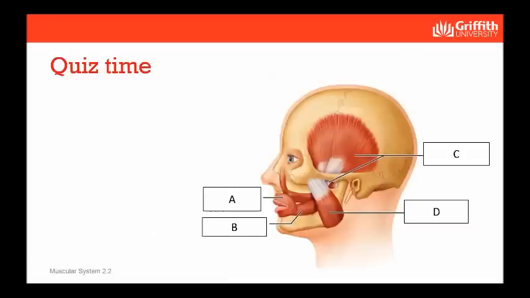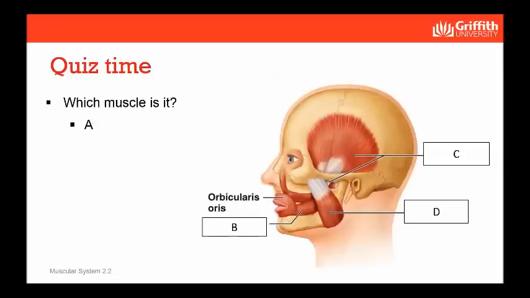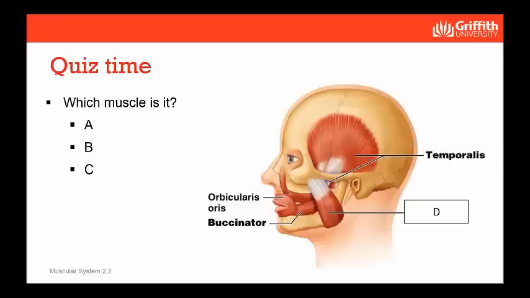Now it's quiz time. So, which muscle is it? Which muscle is labelled A? Orbicularis oris. Which muscle is labelled B? Buccinator. Which muscle is labelled C? Temporalis. And which muscle is labelled D? The masseter.